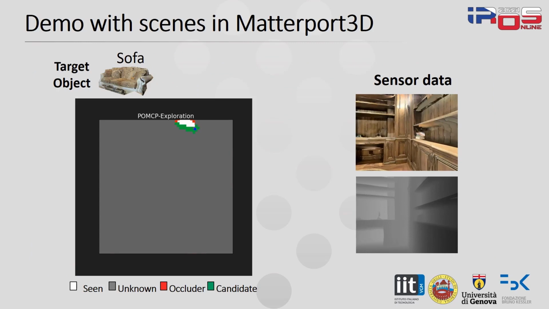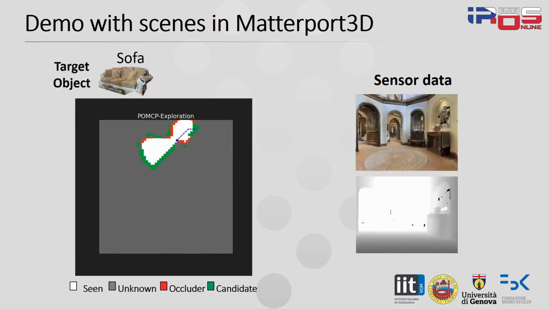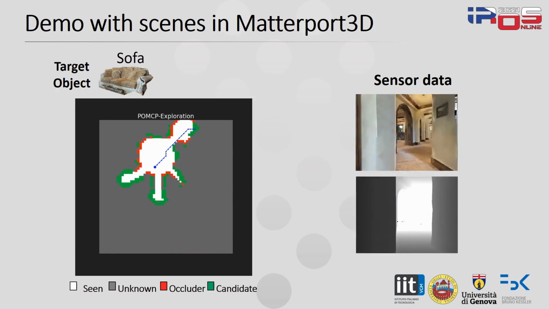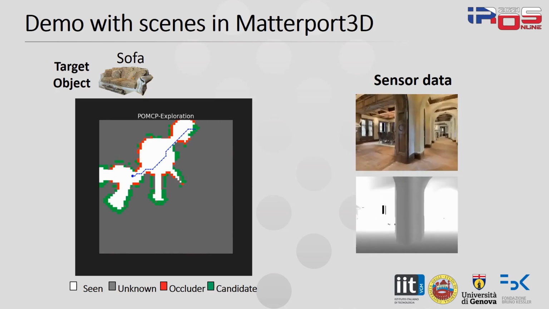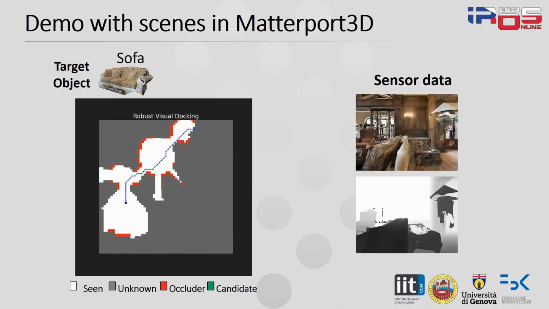Here we have a demo of the exploration with our method where the robot is searching for the sofa. On the right, we have the RGBD stream coming from the camera, and on the bottom we can see how the map is updated during the exploration. We can see that the robot explores the environment looking for the sofa efficiently. Here we can see that the sofa has been correctly detected and the agent managed to reach it.